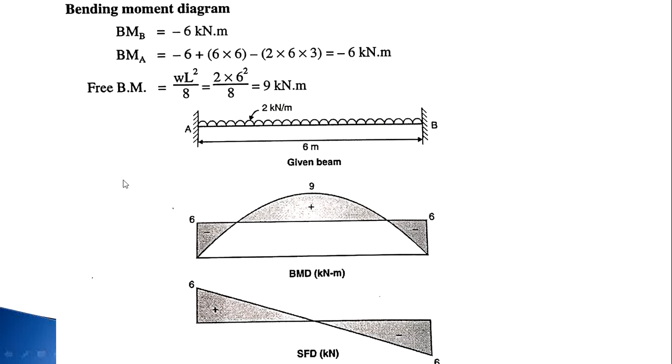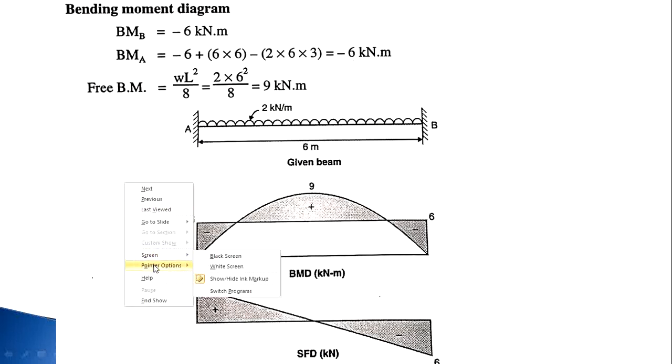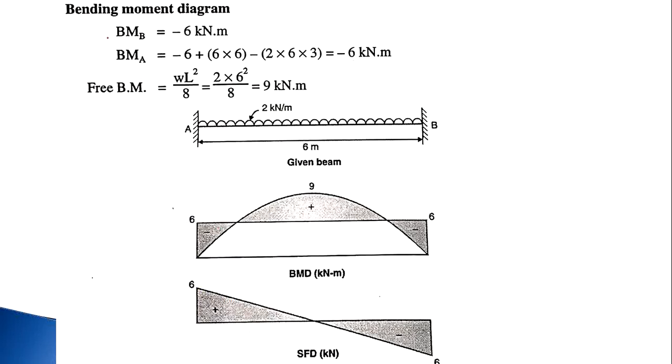So draw a bending moment diagram. Bending moment at B is equal to minus 6 kilonewton meter. Then bending moment at A is minus 6 plus 6 into 6, that is RB, minus 2 into 6, that is due to this UDL, into 6 by 2, that becomes 3, is equal to minus 6 kilonewton meter. And we know the free bending moment for a simply supported beam carrying a UDL over the entire span. The maximum bending moment is WL square by 8. So it is equal to 2 into 6 square divided by 8. That value becomes 9 kilonewton meter.